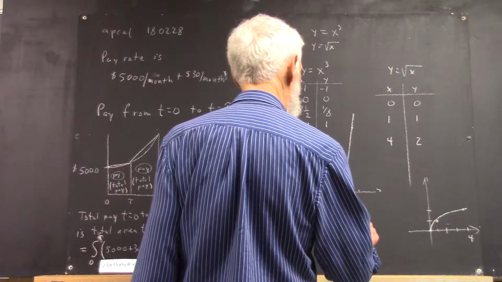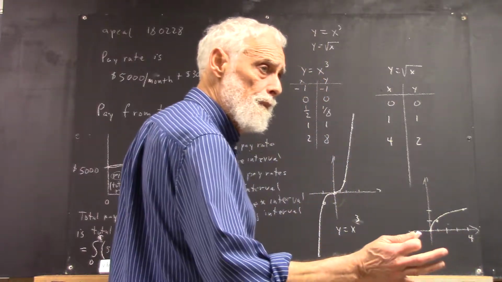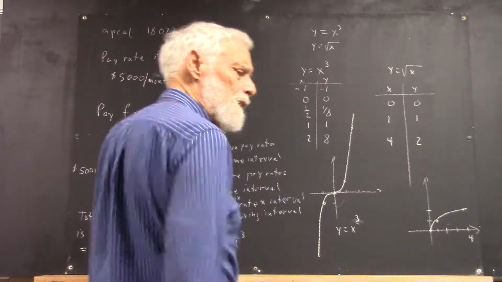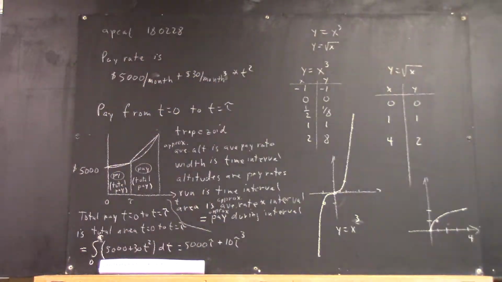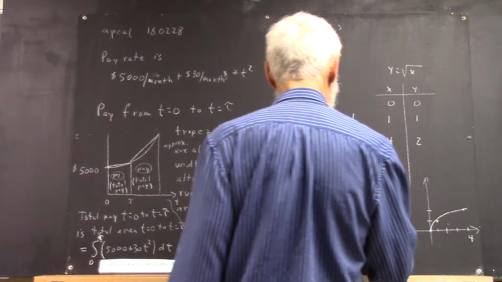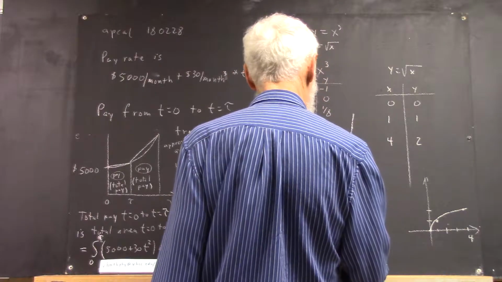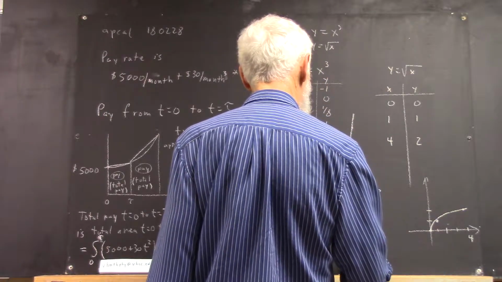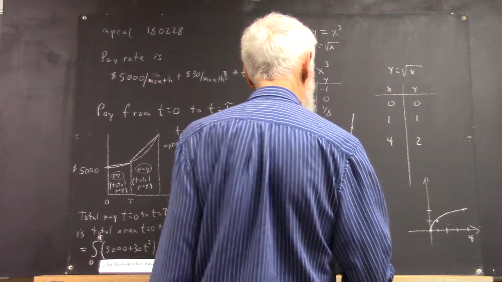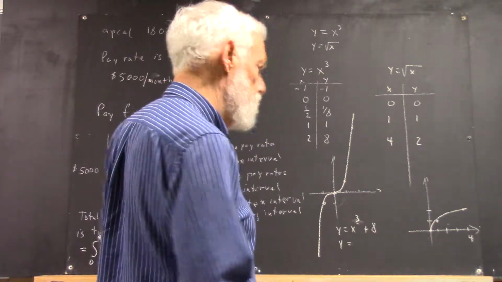x cubed, is it plus 4? It's plus 8. I wonder if I messed that up. Yeah, it's plus 8. Where is it? Okay. No, I did it, okay. Okay, x cubed plus 8. Then y equals the square root of x plus 1 and plus, yeah, 7.